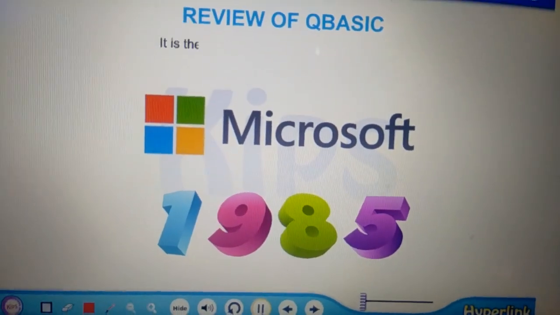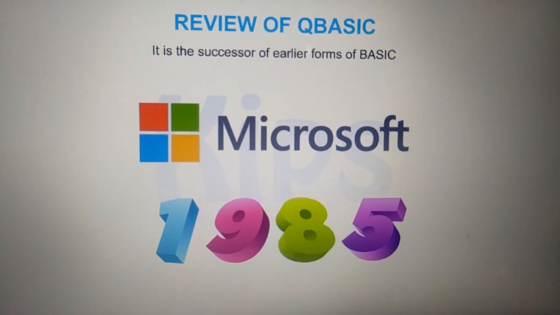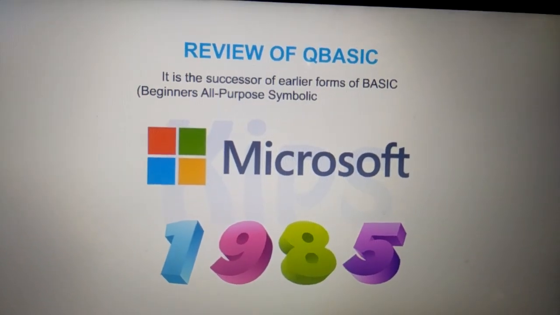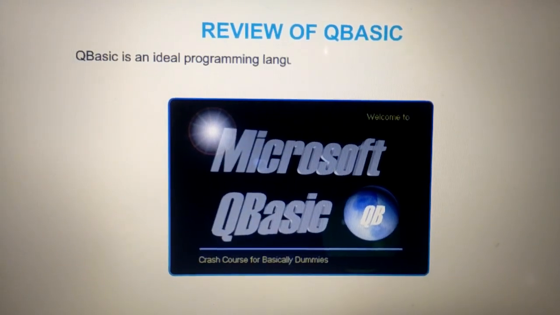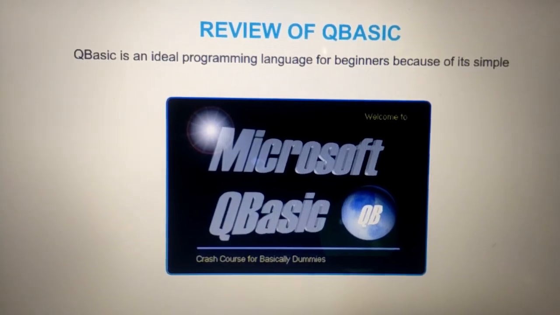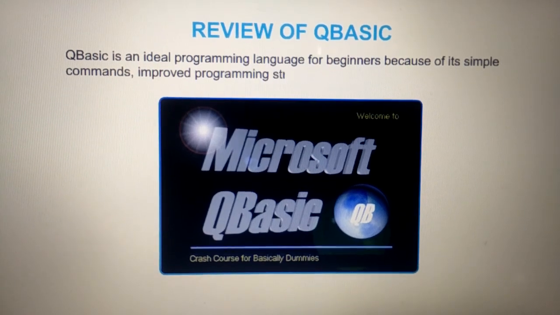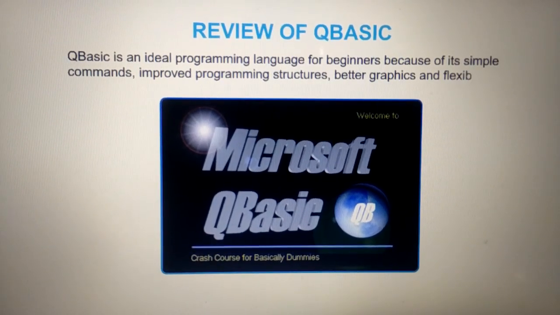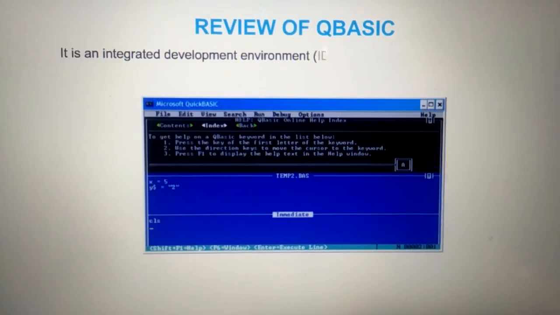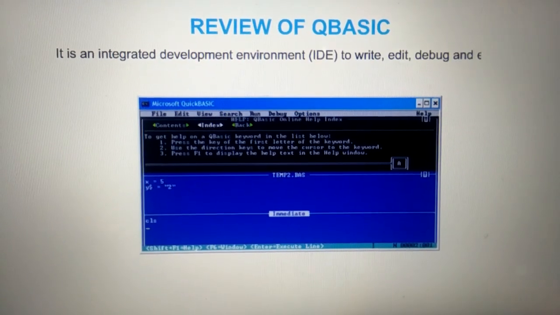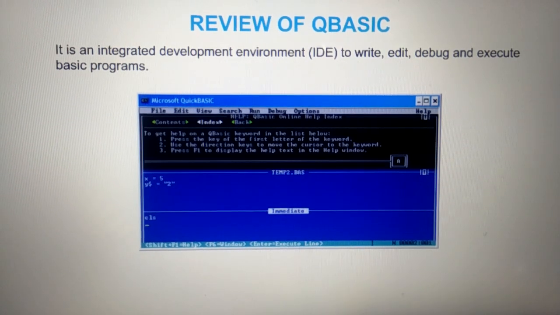1995. It is the successor of earlier forms of BASIC, Beginner's All-Purpose Symbolic Instruction Code. QBasic is an ideal programming language for beginners because of its simple commands, improved programming structures, better graphics and flexibility. It is an integrated development environment, IDE, to write, edit, debug and execute BASIC programs.